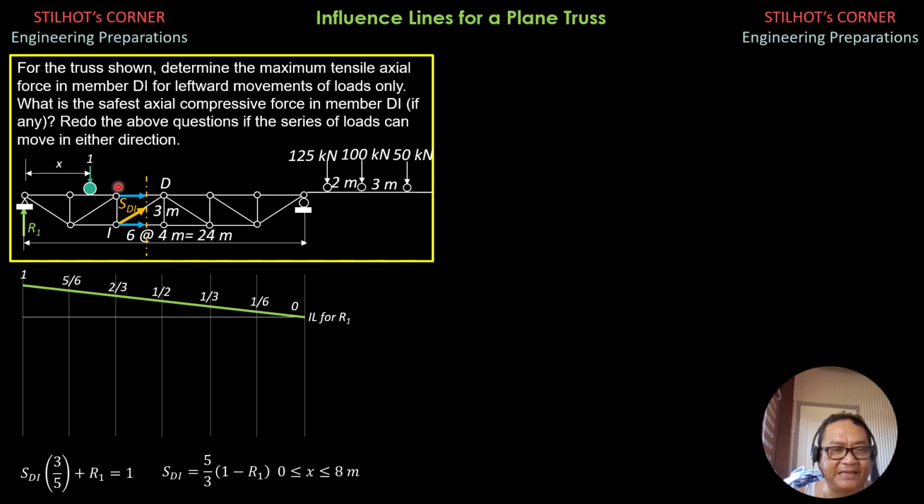Then beyond that, the unit load is no longer in the free body diagram, so SDI is negative 5/3 of R1 for x greater than 8.